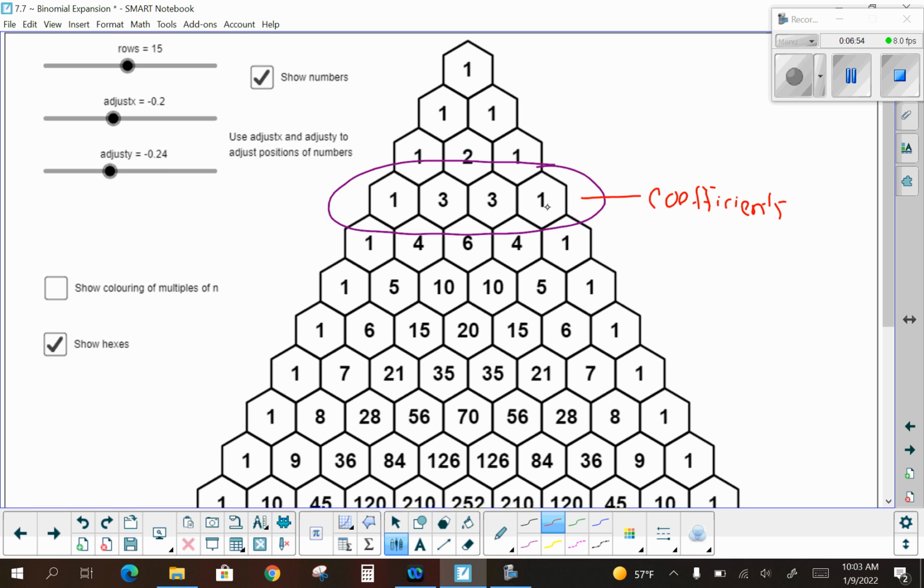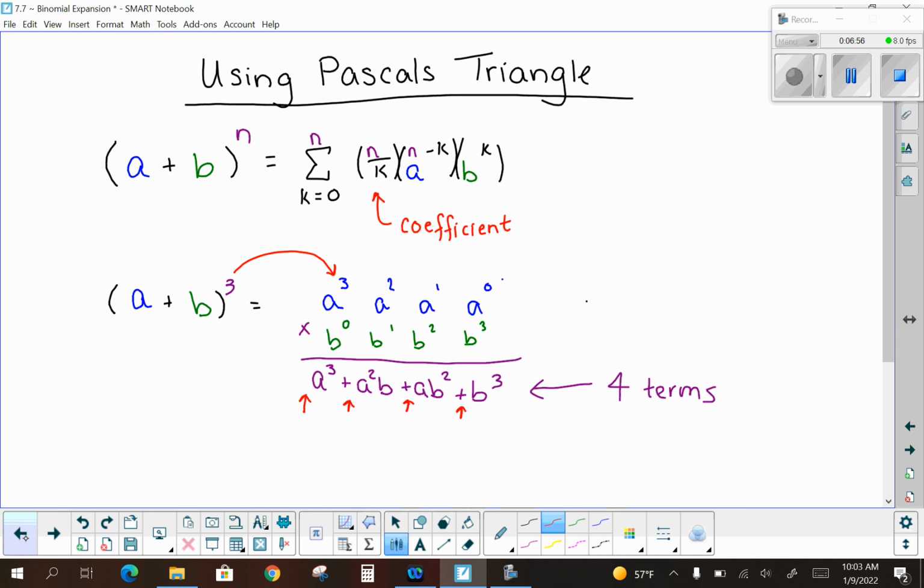So our coefficients that we have to put in front of our A and B's are 1, 3, 3, 1. So if we go back to our problem, our final answer for the structure that we just created will look like this. It'll be 1, you don't have to write the 1, but I'm going to do it right now for emphasis. 1, 3, 3, 1. And that would be the answer you get if you had to take this binomial to the 3rd power.